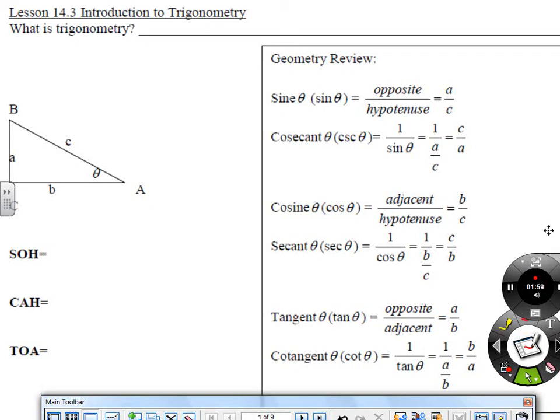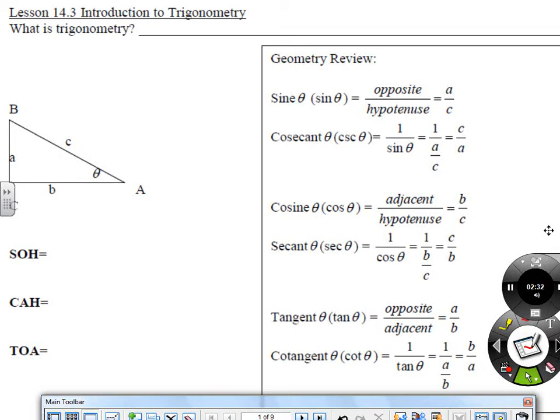And then you have your cosine, which was adjacent over hypotenuse, in this triangle B over C. And its reciprocal is called the secant. Being the reciprocal of the cosine means 1 over cosine, and it would be C over B in this triangle. And then lastly, we have the tangent, opposite over adjacent. So in this triangle where the angle is marked, that would be A over B. And its reciprocal would be the cotangent. So that would be 1 over the tangent, or in other words, flip over the fraction and get B over A. Is that okay with everybody?